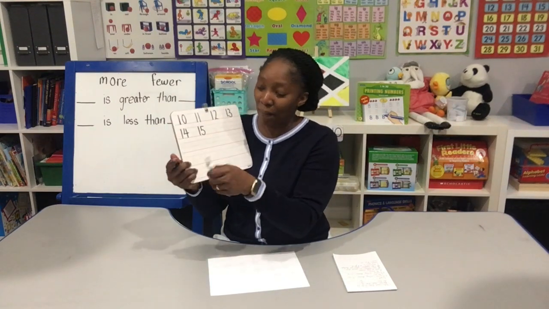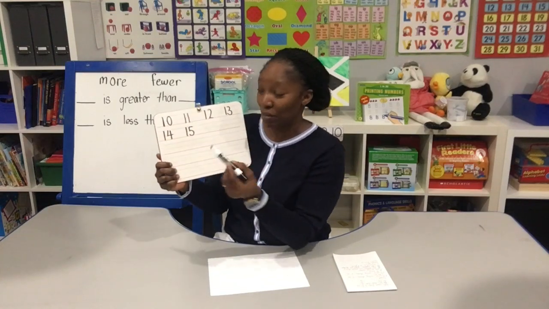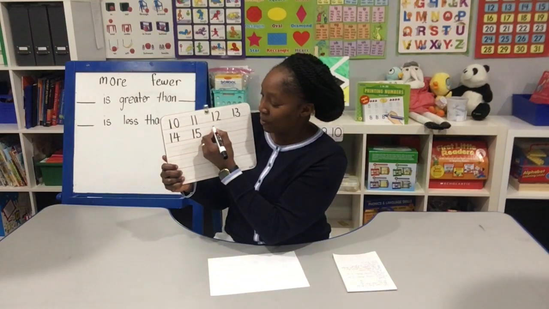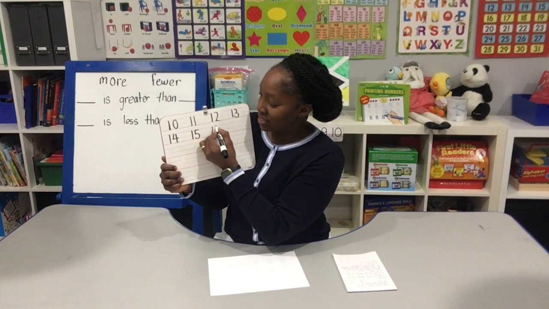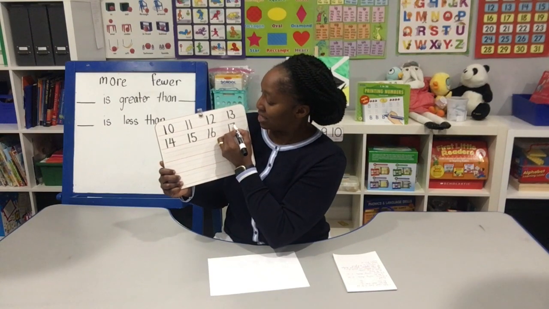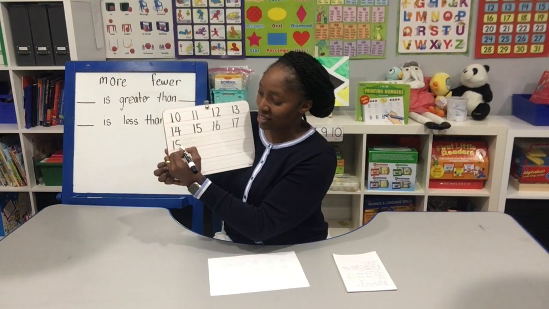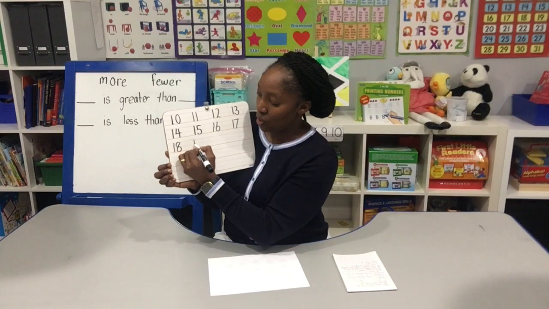Keep your hands up. I'm going to go back to writing with my markers so you can see the numbers while I write. Keep writing. 1, 6, 16. 1, 7, 17. 1, 8, 18. 1, 9, 19.